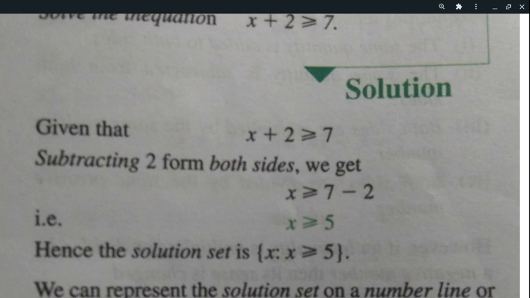So one more time. Can you repeat? So the brackets are read as the set of all. The colon, which separates the x from the actual answer, is read as such that. Understand? So it's the set of all x, colon, such that x is greater than or equal to 5. That's how you state your answer.